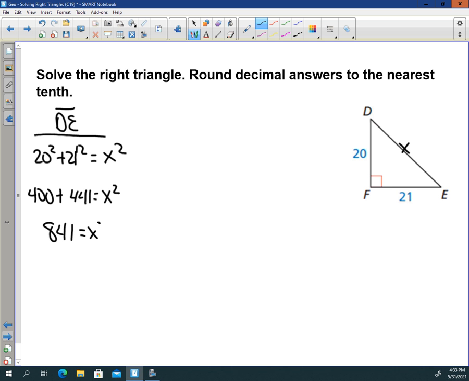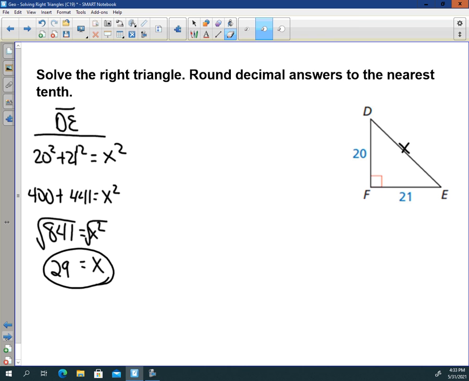equals x squared. Taking the square root of both sides, on this side I have x, which is what I'm trying to find. And then if I take 841 and find the square root, which is 29, I have found my first side. So I know that this hypotenuse is 29 units. And that's the first bit.